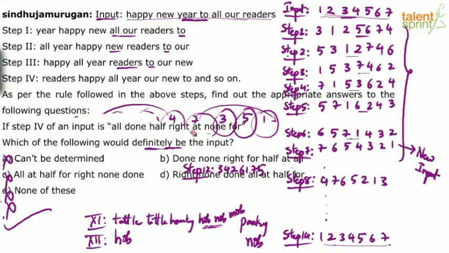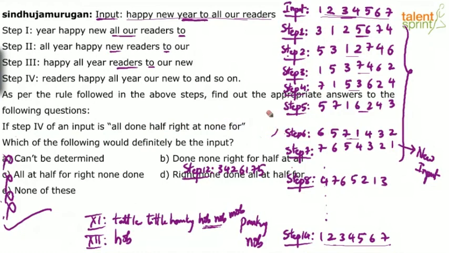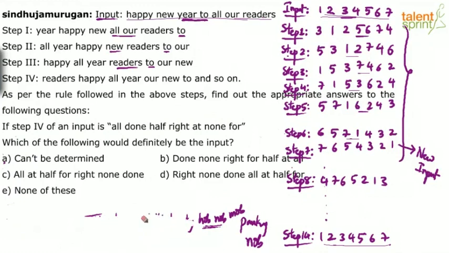In this last question he has given us step 4. Read this. It says step 4 of an input is all done half right at none for. He's asking us to find out which of the following would definitely be the input. Now most of you, when I asked this question in the beginning, said the answer should be cannot be determined, because we have discussed in the machine input output video that for definite input, the answer is always cannot be determined.